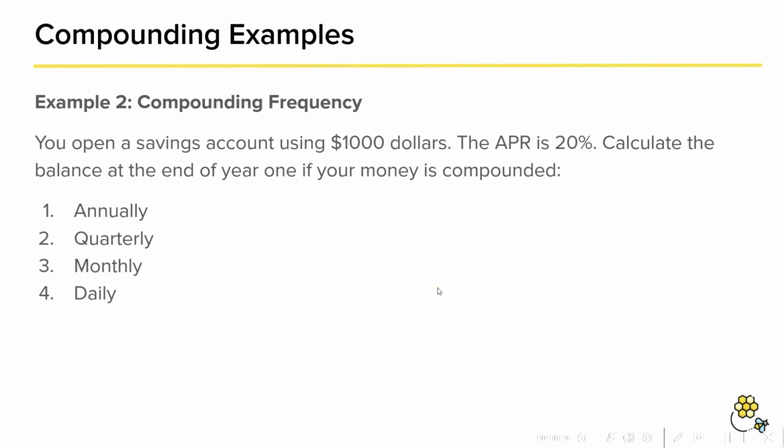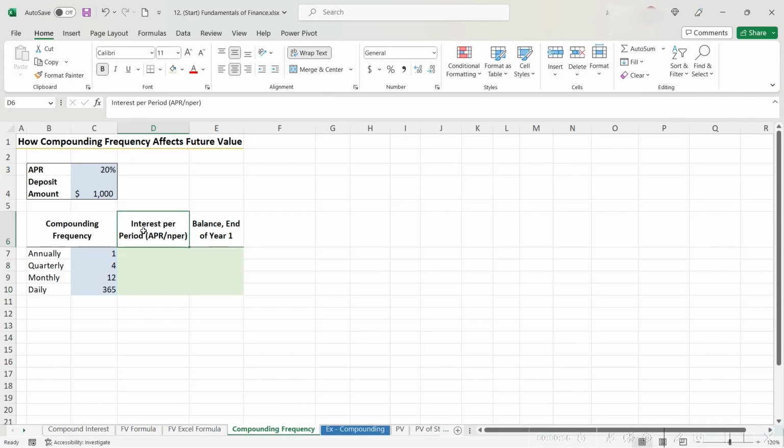monthly, and daily. Whenever you're working with APRs or annual percentage rates, it's always important to know the compounding frequency because it'll change the amount at which your money grows. So let's flip over to our example and give it a go. In your spreadsheet, navigate to the compounding frequency tab.